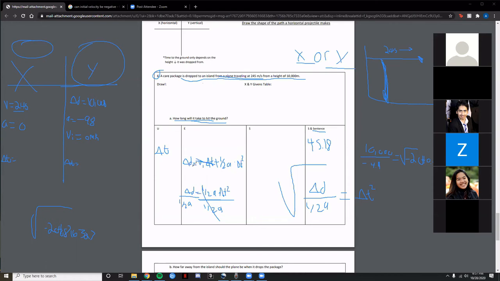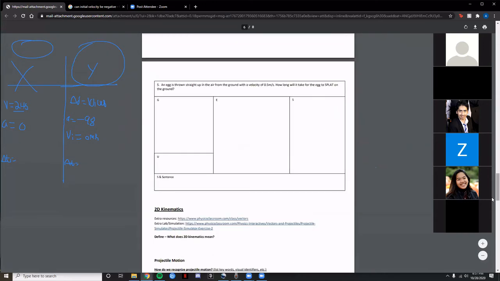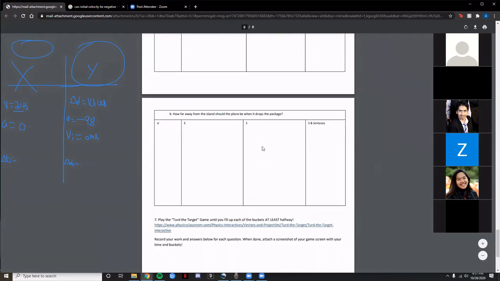Lois, does that make sense to you? Yes. All right. Any questions on question 6A? No questions? All right. Now I think we have part B to this question. Moving on to the next question. Here we go. How far away from the island should the plane be when it drops the package?